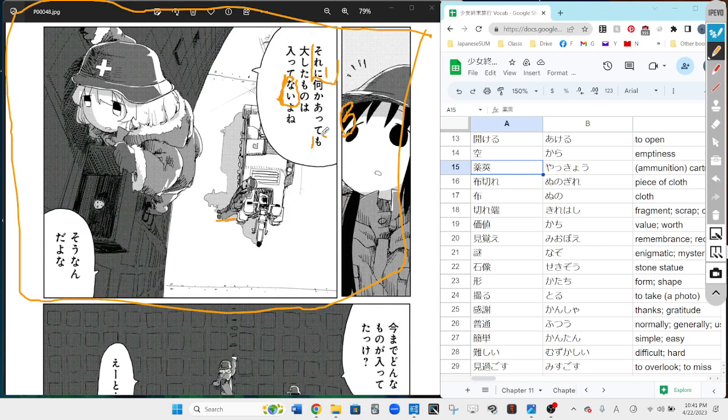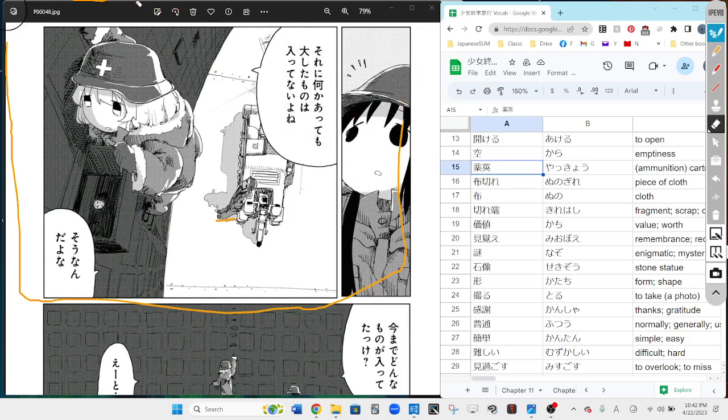So this mo right here is the normal mo we see with te form, the mean even if. So even if there exists something, then the thing that will be inside of the box, the drawer, that's the context. The thing in there will not be important. It's what it's saying. So there's nothing important in there, even if there is something in the drawer. Right, see. And the second bubble for you, Cookie.